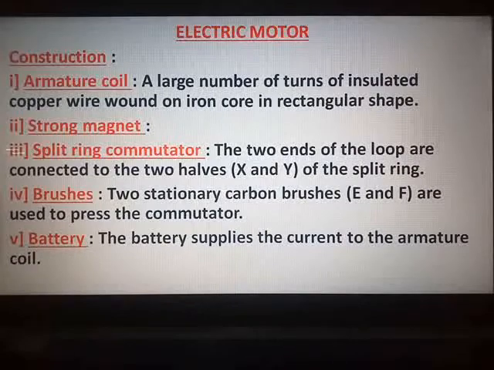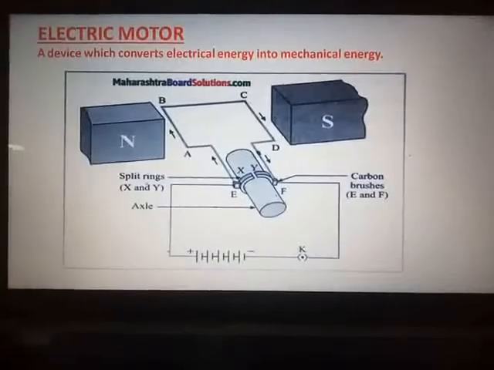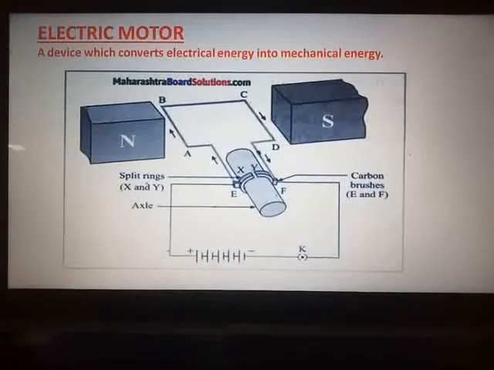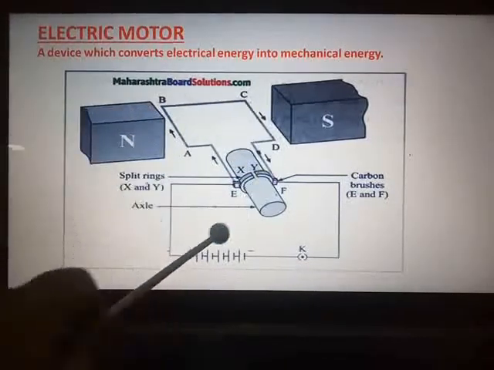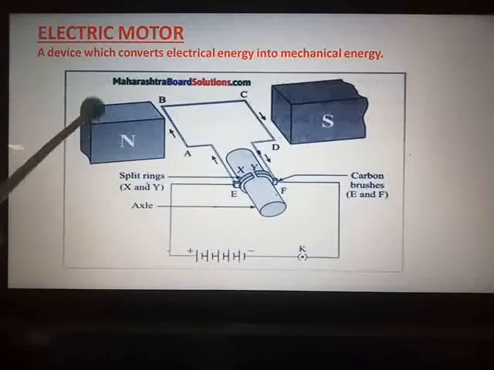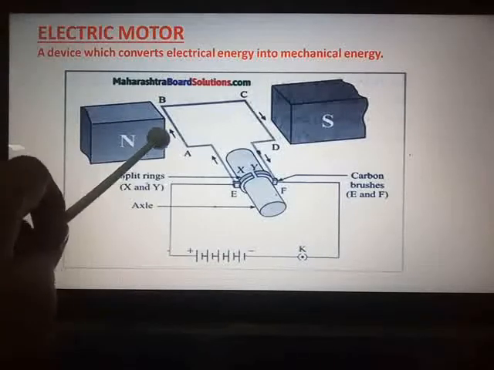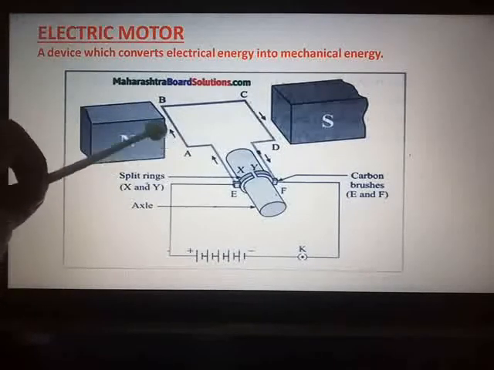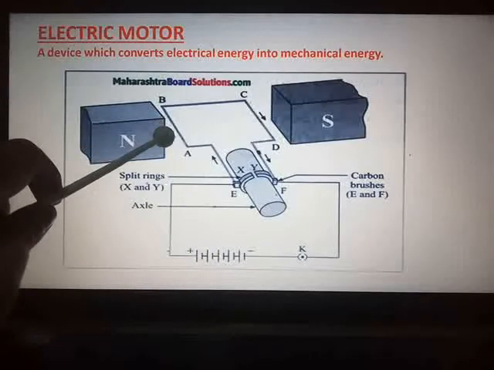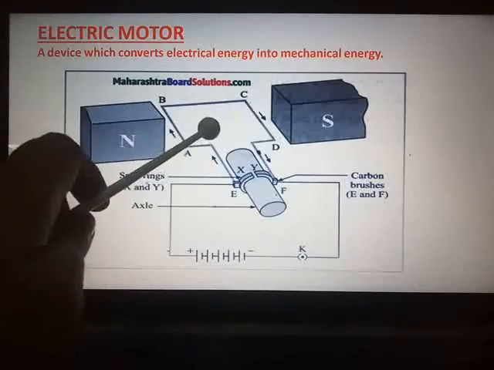Now let us see how it works. The working of an electric motor. For the motor to work, as I have told you, you require the presence of a battery. So when the circuit is completed, as you can see here in this given figure of the electric motor, the current flows in the branch AB in the armature coil AB. You can see the arrows. While drawing the diagram, you have to take care of the direction of the arrows.